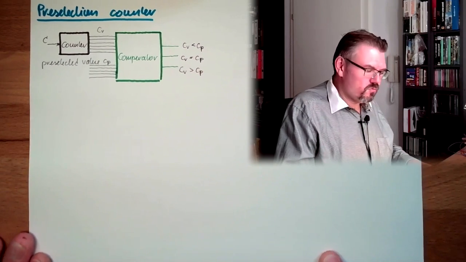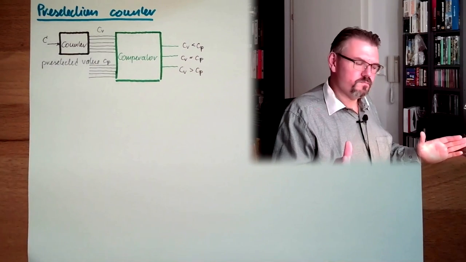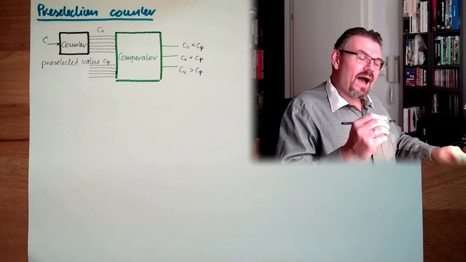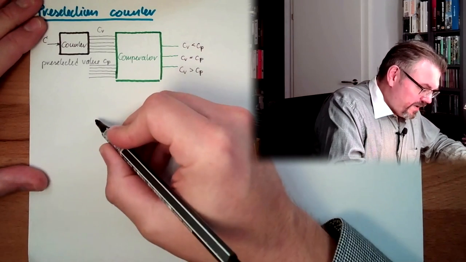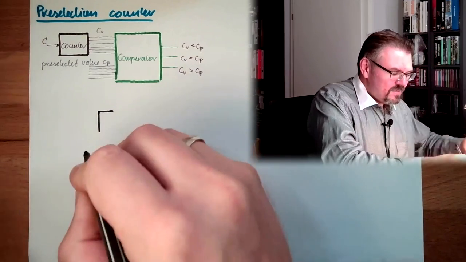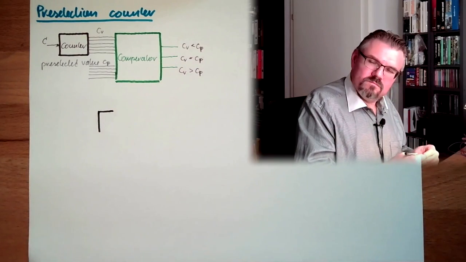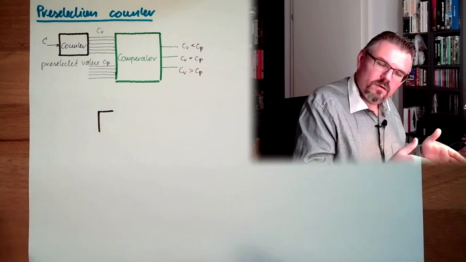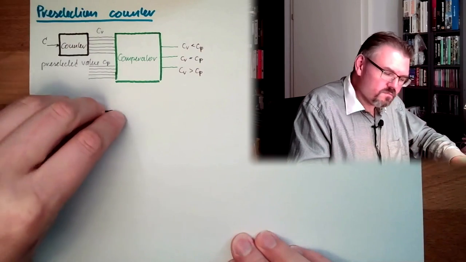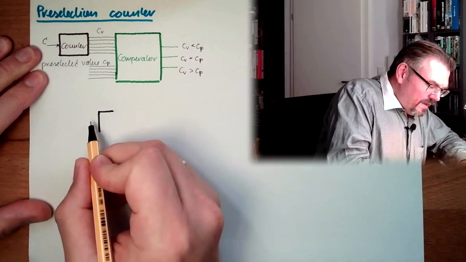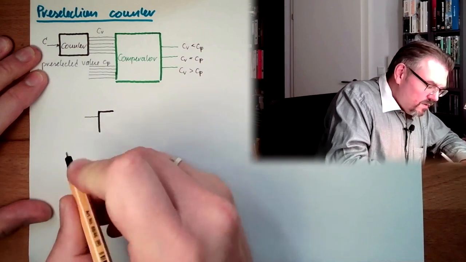I don't want to talk about this anymore. I think this is logic. So, the preselected value. I'm going to explain now two variants. So one variant, this is just one part, one logic element. Here's the input of the logic element.